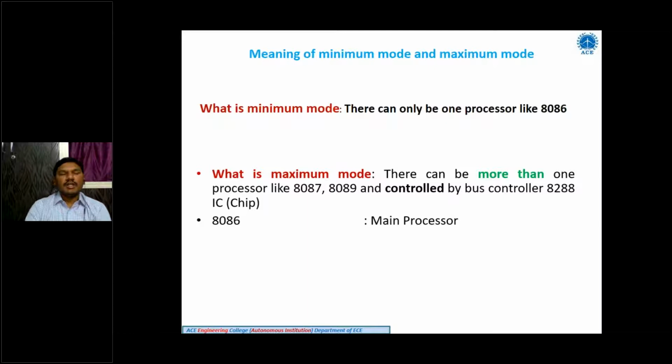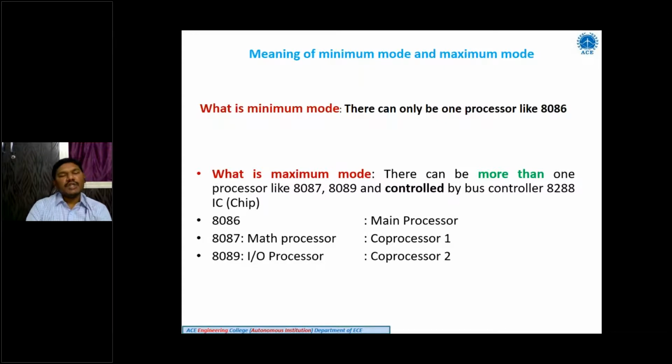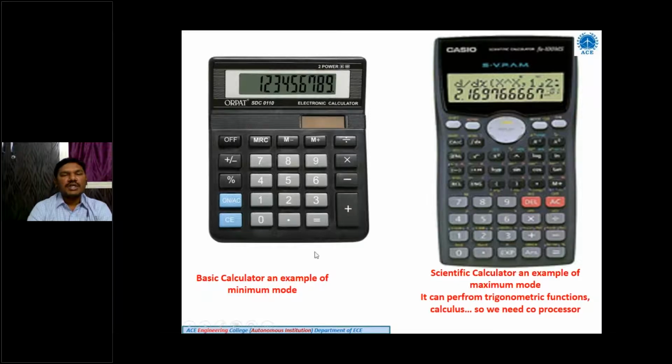That is what we call the maximum mode of operation. Here we need at least one main microprocessor, and along with that main processor we may have one coprocessor. Example: 8087 is called the math processor, and 8089 is called the I/O processor, right? These are called coprocessors too. Nowadays we are having more than one coprocessor in our systems also. For example, take this basic calculator. This basic calculator can perform the basic operations of addition, subtraction, multiplication and division only. So here only one processor is enough to perform these operations.